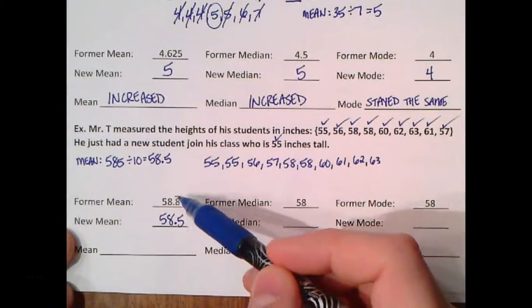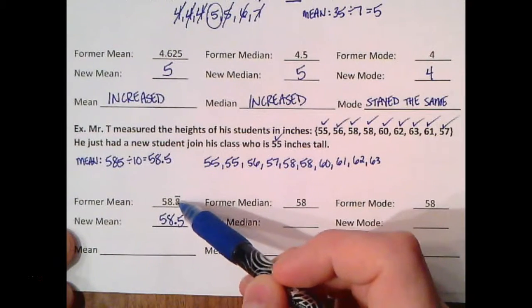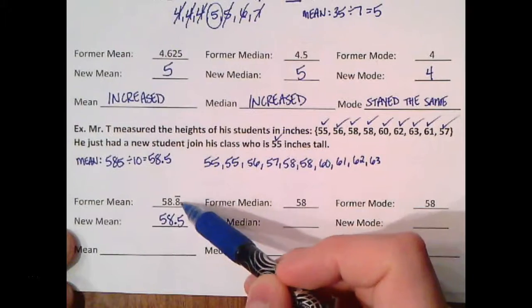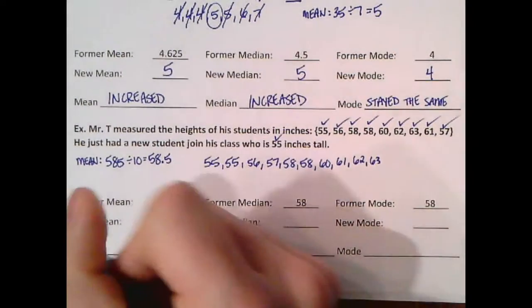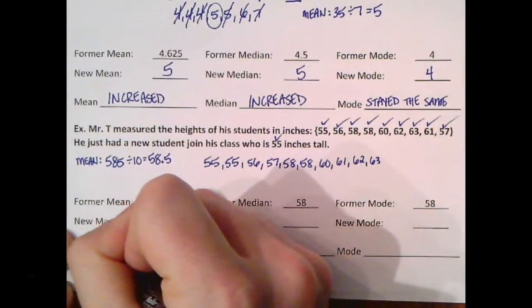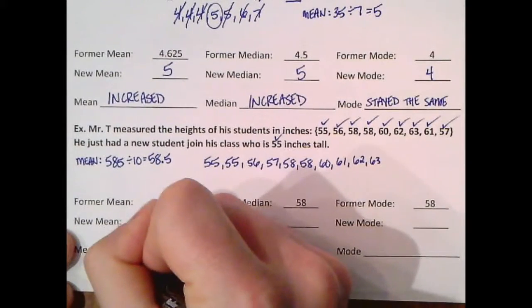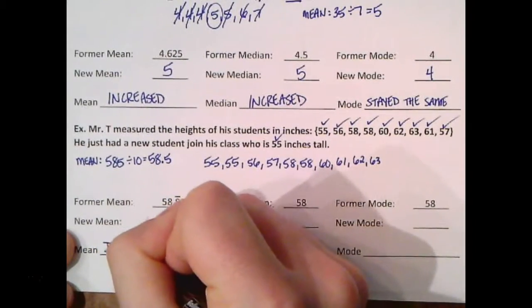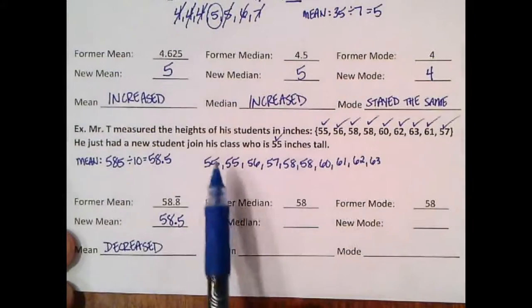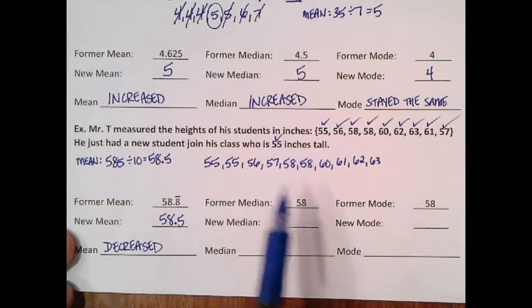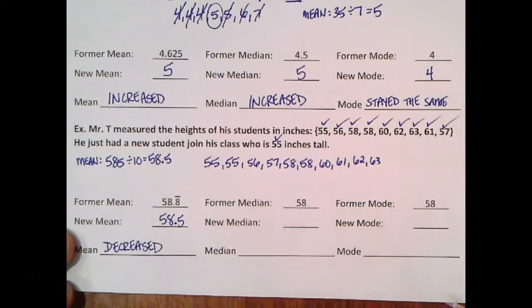Both of these are 58s, but take a look at the decimal. We went from a decimal in the 10th place of an 8 to a 5, so that is a decrease. Which also makes sense because the new student who came in was on the shorter end of everything, so that caused that to decrease.